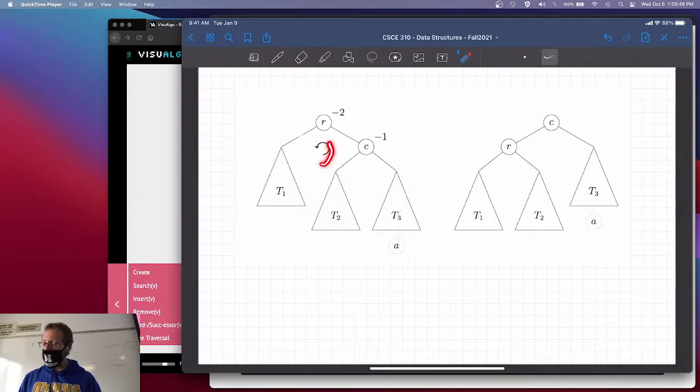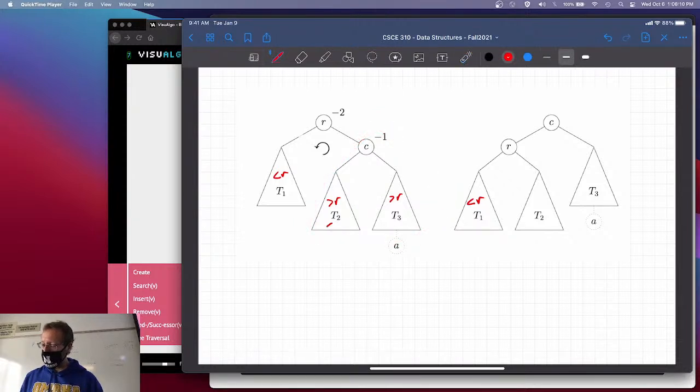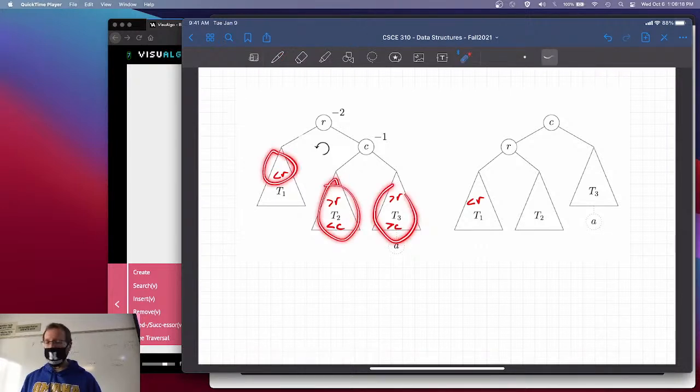So how do you go about doing a left rotation about the root right here? Well, remember, and I'll annotate these things, everything over here is less than R, so therefore everything over here is less than R. Everything over here is greater than R, because they are in the right subtree. But what else do you know? Everything over here is less than C, and everything over here is greater than C. So in order to preserve all of these properties, you need to take this tree and swing it over to become the new right child of R, as it is right here.